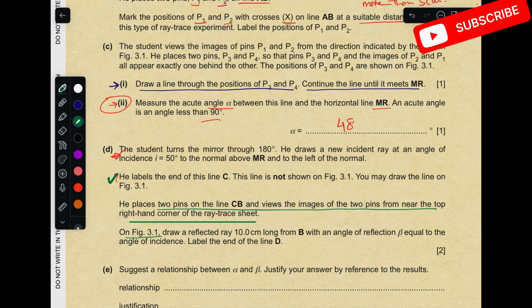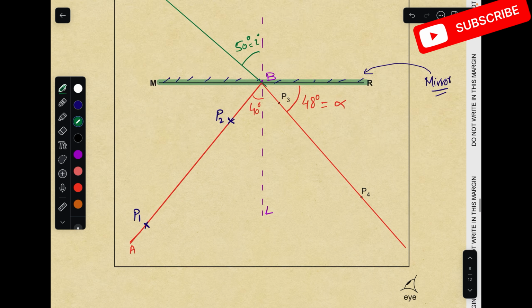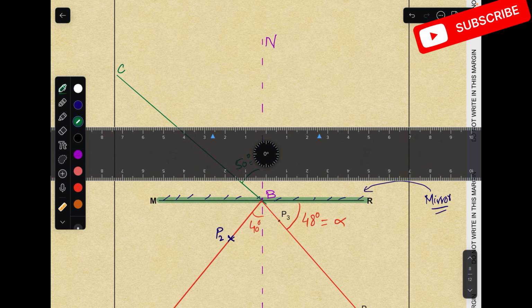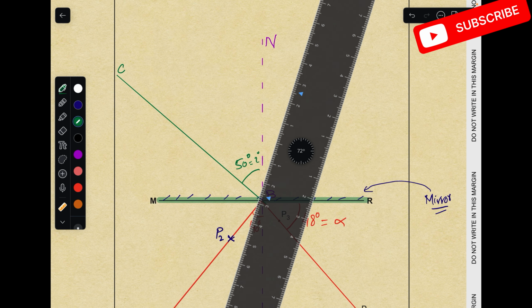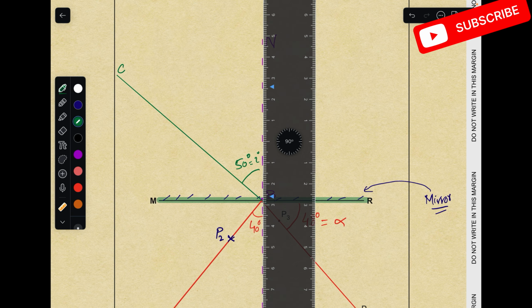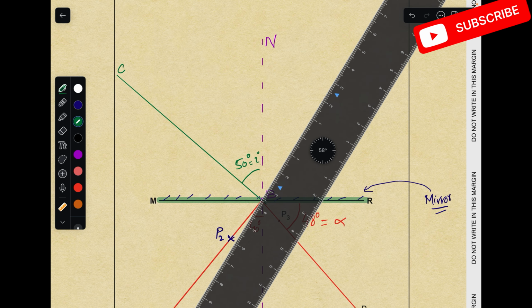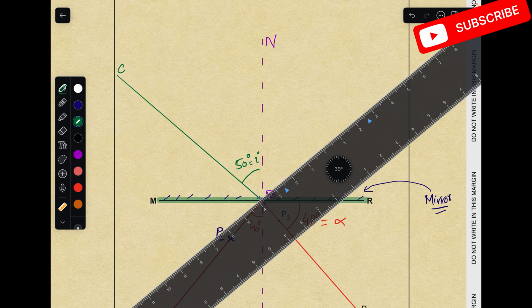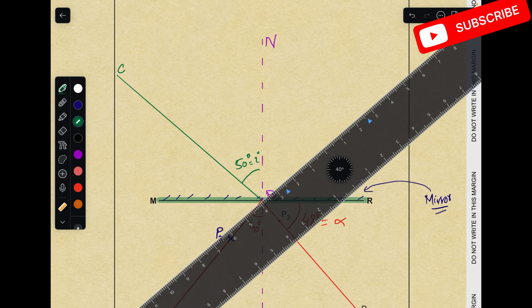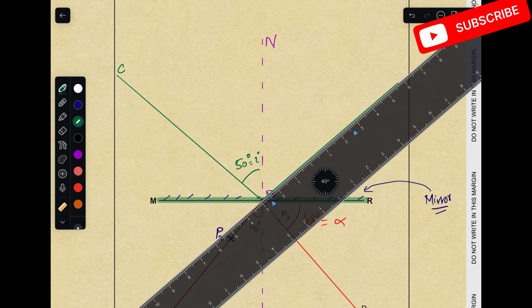On figure 3.1, draw a reflected ray 10 centimeter long from B with an angle of reflection beta equal to the angle of incidence. Label the end as D. So what you have to do now is draw the reflected ray. If this is 90, the normal is 90, I am moving there. Okay, this should be 10 centimeter, they have told us.